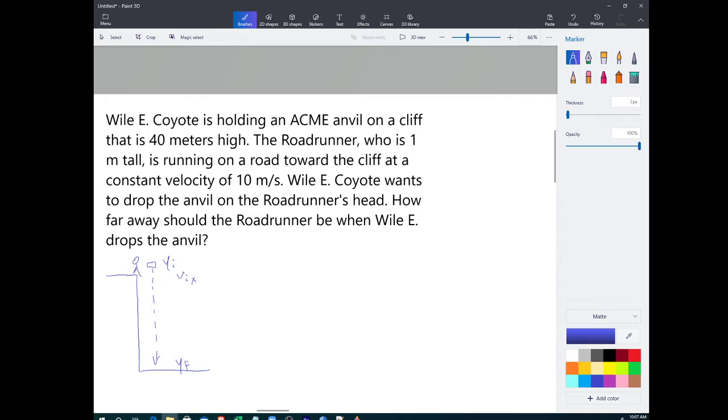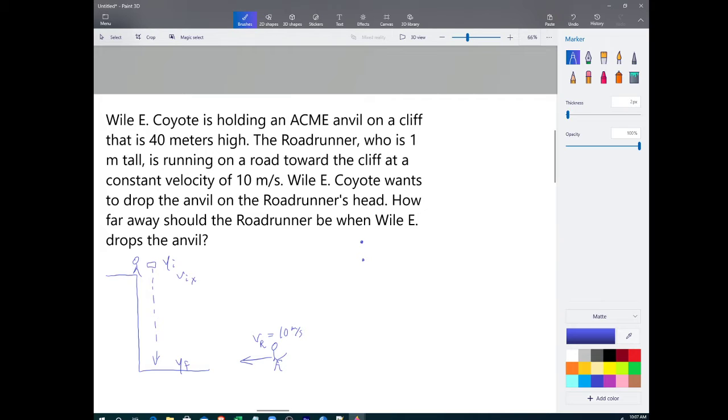And what's different is now we've got the Roadrunner. Here's my Roadrunner. That's going to be a super bad Roadrunner. Okay, he's running this way at a constant velocity. So I'm going to call this velocity of Roadrunner 10 meters per second. It actually will be very similar still to what we've done before. What we are going to have happen, though, is our equations are going to feel a little different.